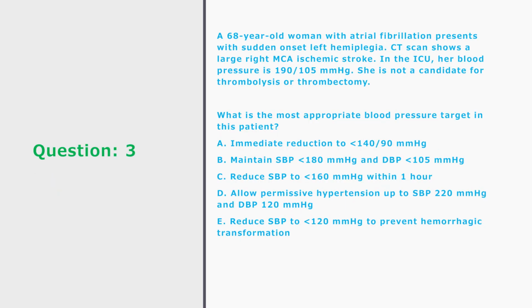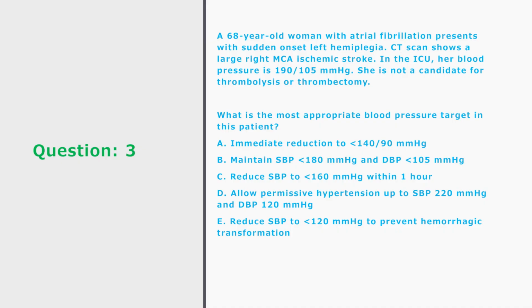Question 3. A 68-year-old woman with atrial fibrillation presents with sudden onset left hemiplegia. CT scan shows a large right middle cerebral artery ischemic stroke. In the ICU, her blood pressure is 190 over 105 mmHg. She is not a candidate for thrombolysis or thrombectomy. What is the most appropriate blood pressure target in this patient?